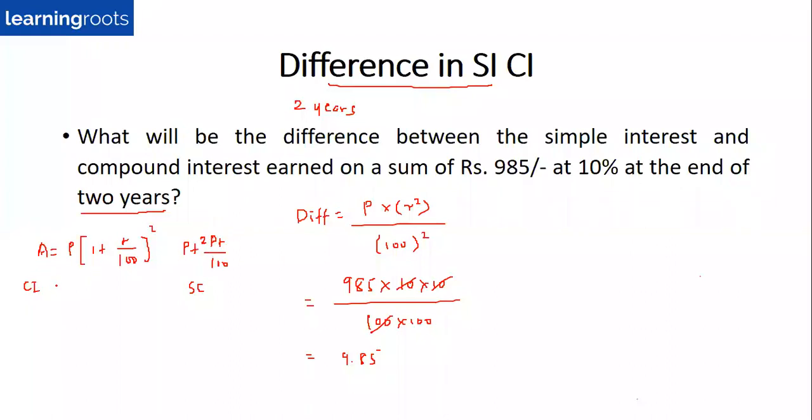So on one side, you have P into 1 plus R upon 100 the whole square. And on the other side, you have this. You just need to find the difference between this. If you expand and solve the 1 plus R upon 100 whole square, ultimately you will be left with P into R square upon 100 square. So that's how you get the formula. The P and 2PR by 100 get cancelled. Okay, but you need not remember the derivation. Just remember the formula P into R square by 100 square.